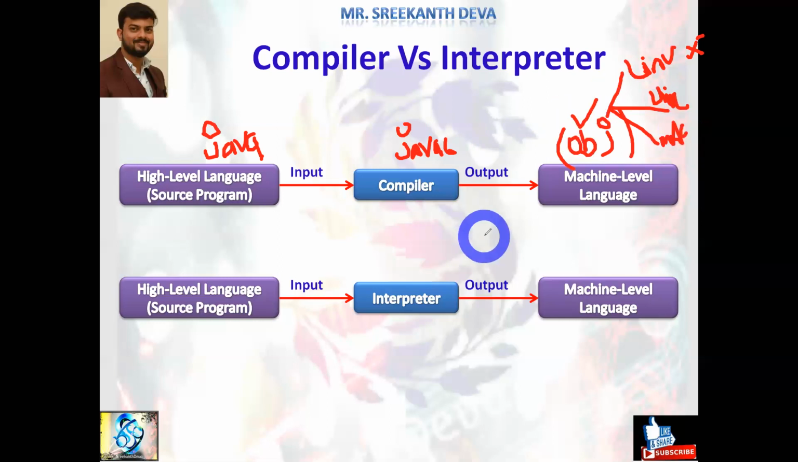In the case of the compiler, be aware that there are two possibilities. The object code is either platform dependent or platform independent, based on the particular programming language. That is the one important point.